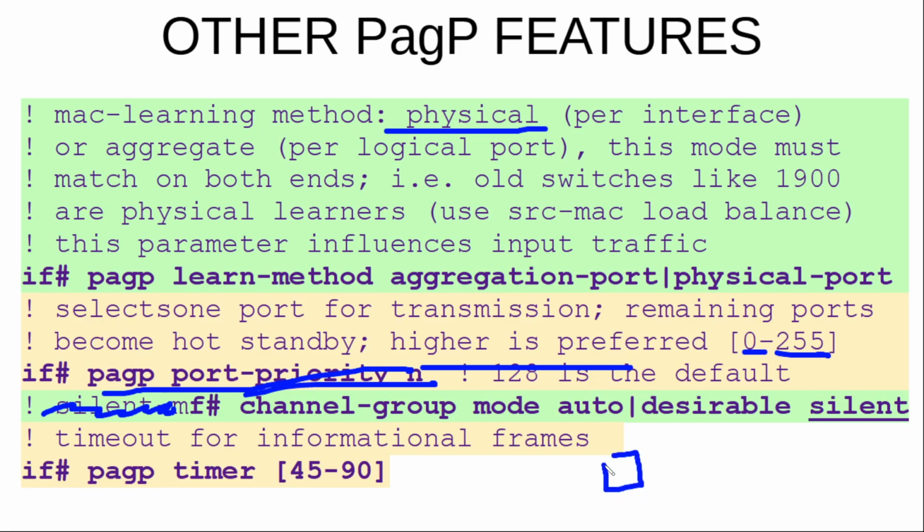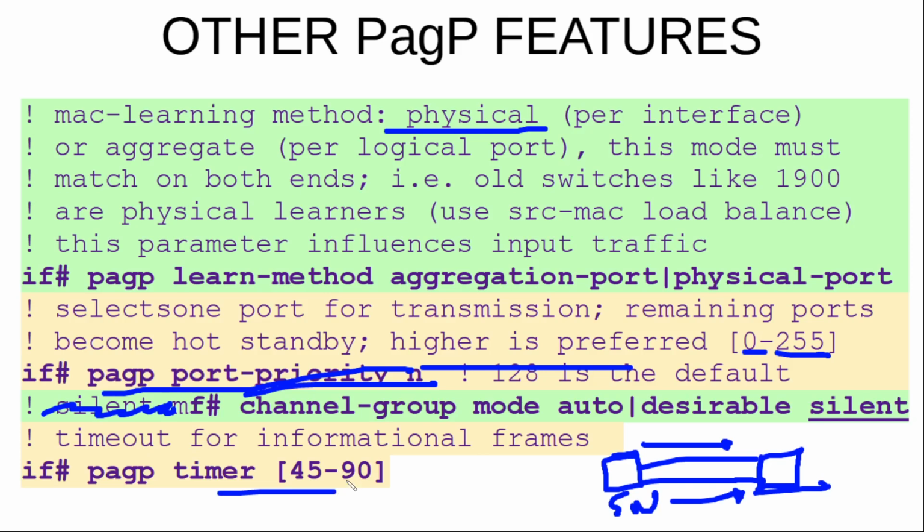There is another feature that is known as silent mode. This is used if you are connecting, for instance, your switch to a server that is only receiving information. So you will be only sending frames to your server, and your server is not actually sending anything back to the switch. That is considered to be a silent device. So it is an obscure feature. Almost nobody uses it. Also, the timeout for informational frames is an obscure feature.